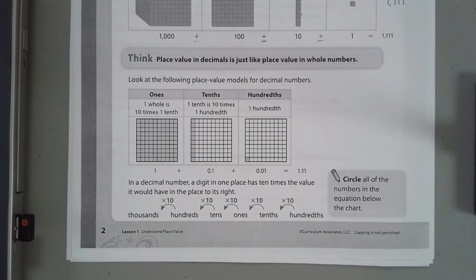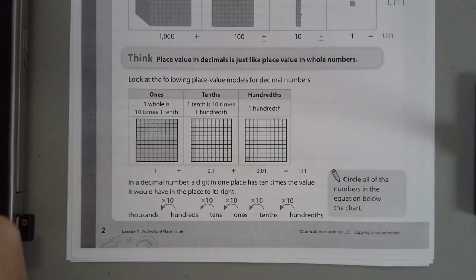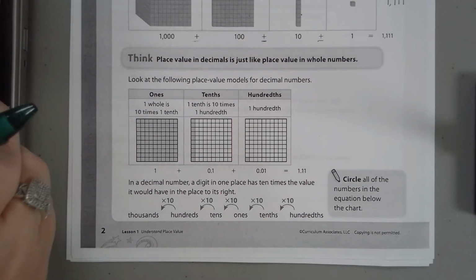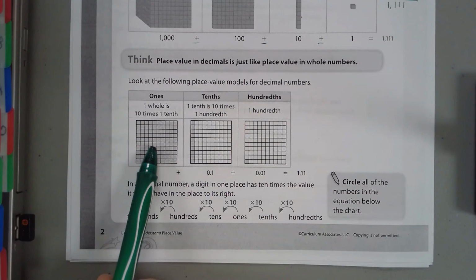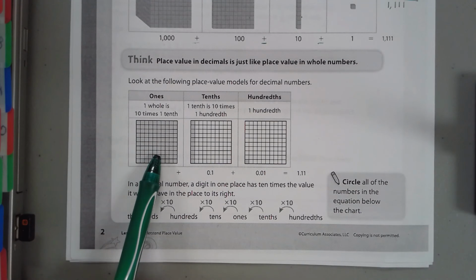So right now we're going to think about place value with decimals. Now, is doing place value with decimals going to be the same or different if we were to do it with a whole number? Think about it. The place value, is it going to be the same or different? Now, let's look at the model right down here.